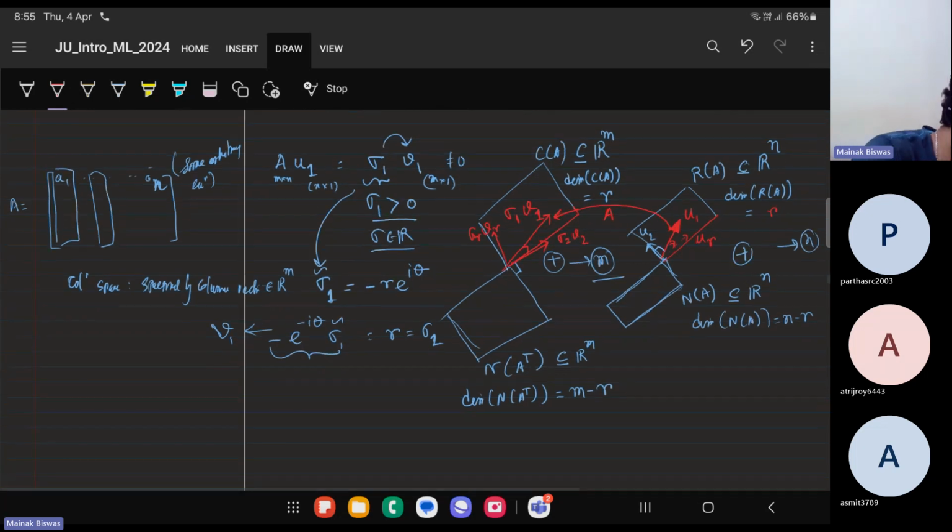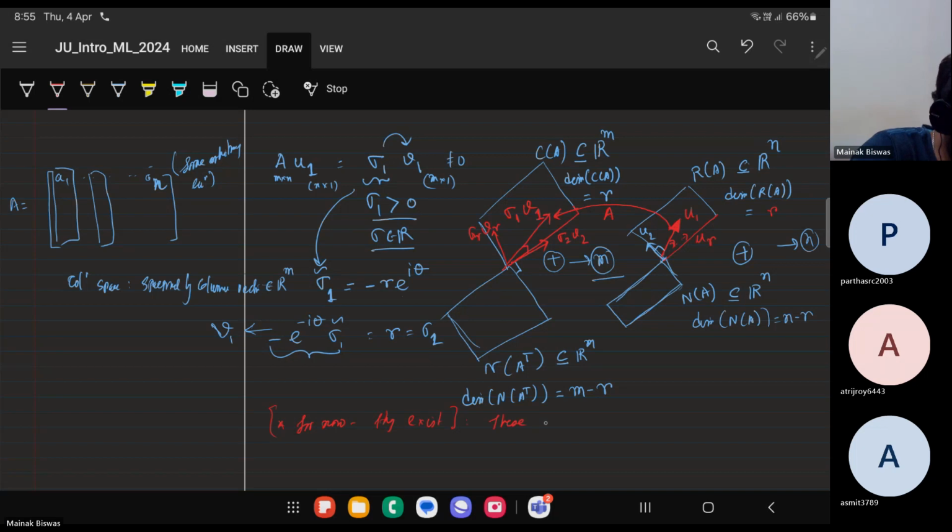So for now they exist. That is, these orthogonal vectors, even in the column space. This is your assumption. We'll show it if you are interested. I'm just keeping this assumption for the time being.